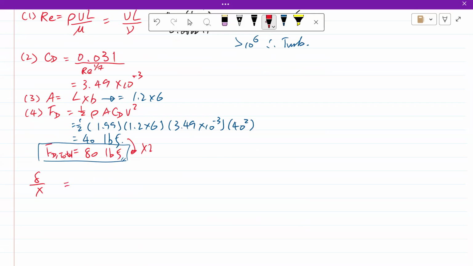equals 0.16 divided by RE to the power 1 divided by 7. X becomes the length of the plate because it's asking us at the end. So 1.2 times 0.16 RE to the power 1 divided by 7, which gives us 0.216 feet.